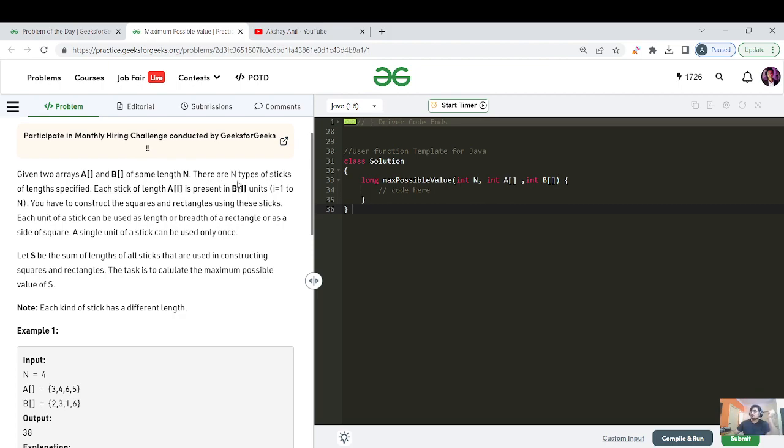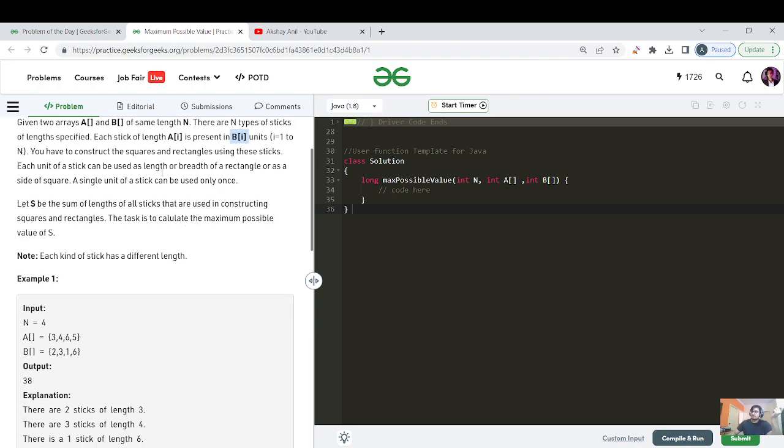There are n types of sticks of specified length. The length of each stick is given in A of i, and the number of units of that particular length of stick is represented in B of i. We have to construct squares and rectangles using these sticks.